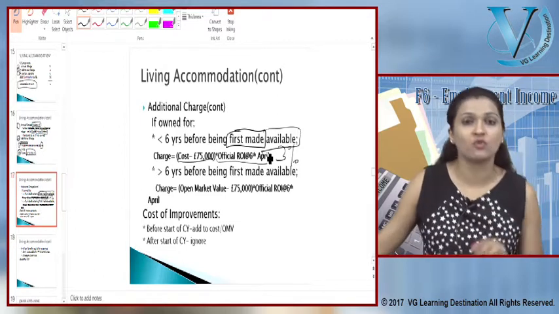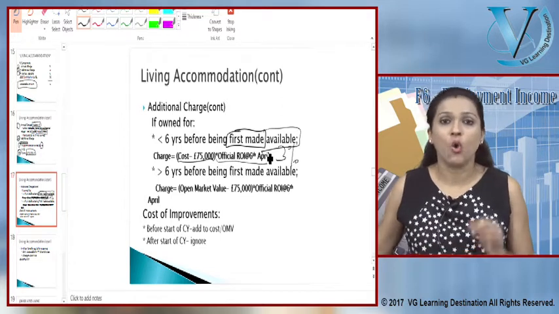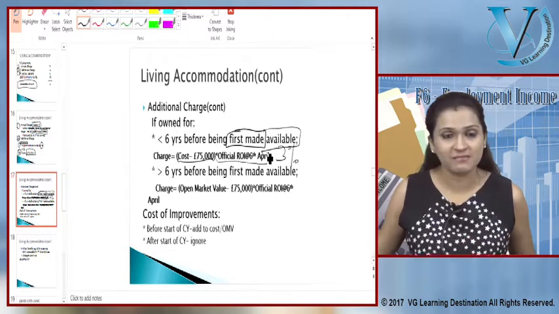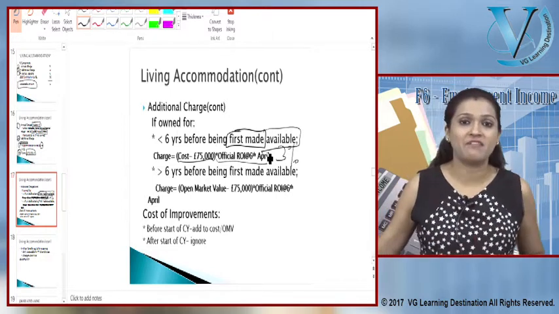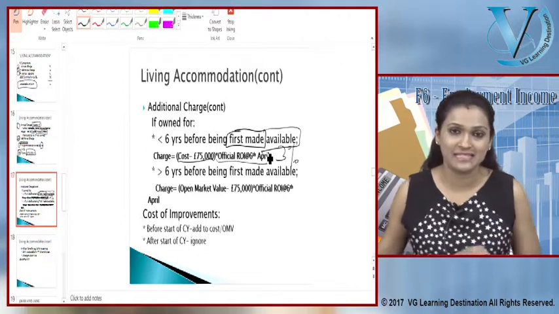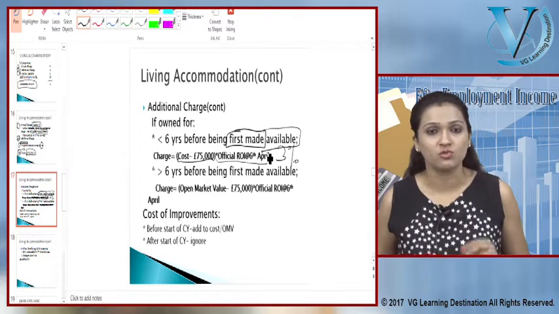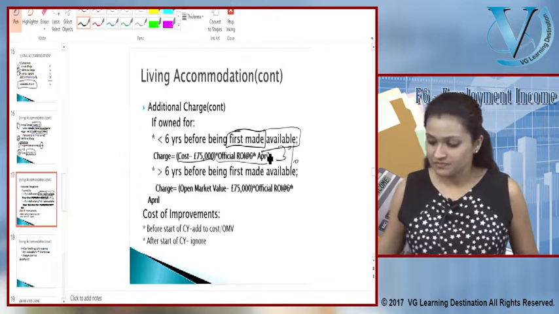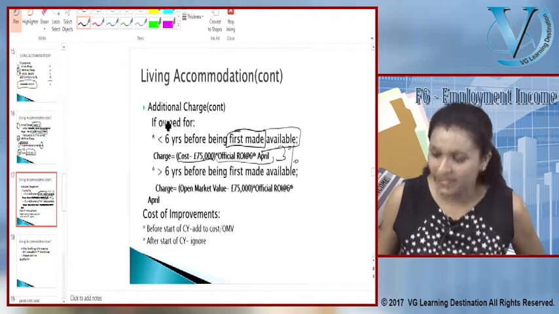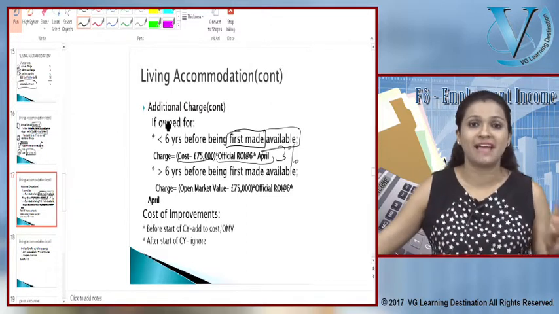So instead of using the historic cost, you replace this cost by the open market value of the property when first made available, minus 75,000, multiplied again by the official rate of interest as at the 6th of April, which is again 3% as at the 6th of April 2016. So what are we doing? Basically, we're working out the additional charge, considering that both the conditions have been met.